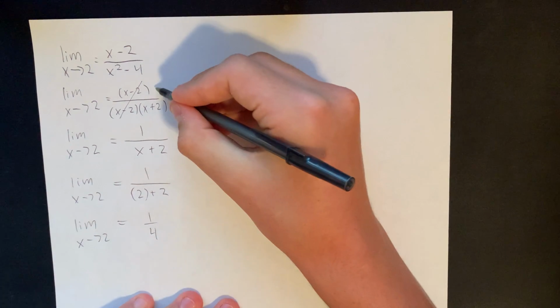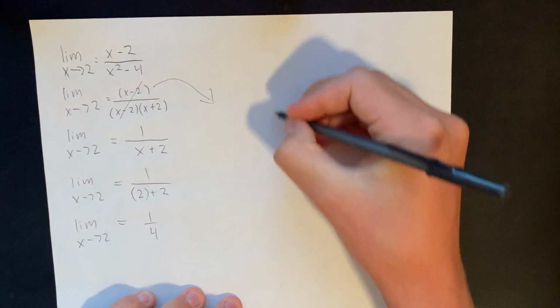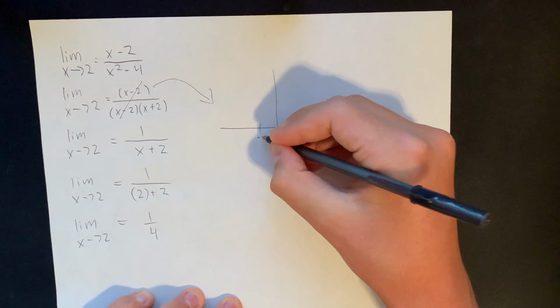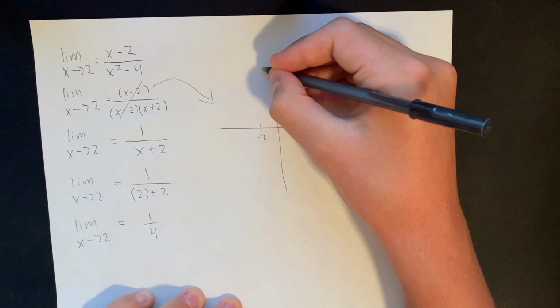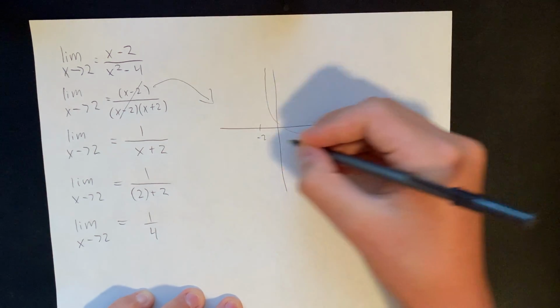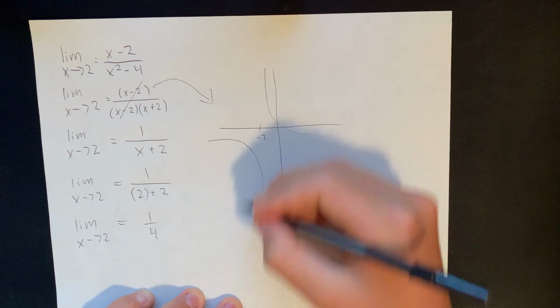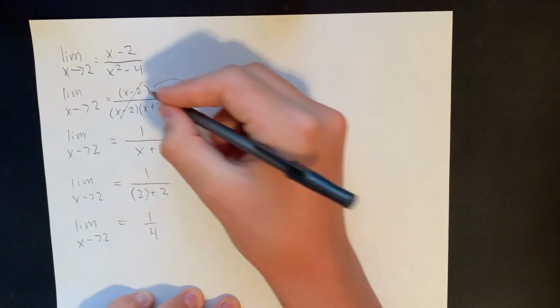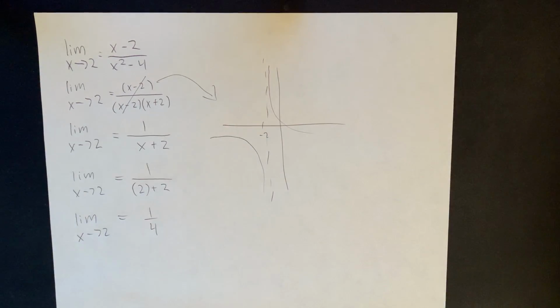And since we crossed this out, when you're making a graph at -2, it'll have a vertical asymptote, something like this. And then there'll be a vertical asymptote here because we crossed out this, so that means it cannot equal -2.